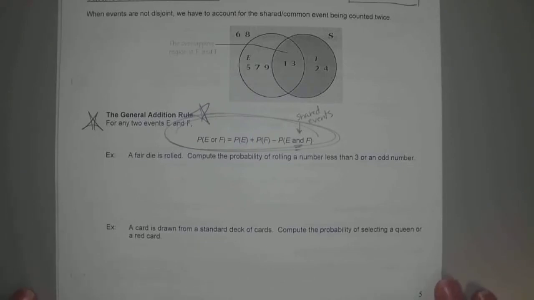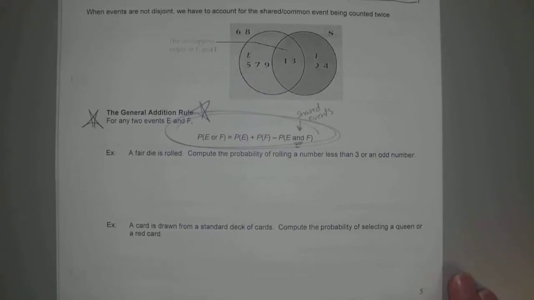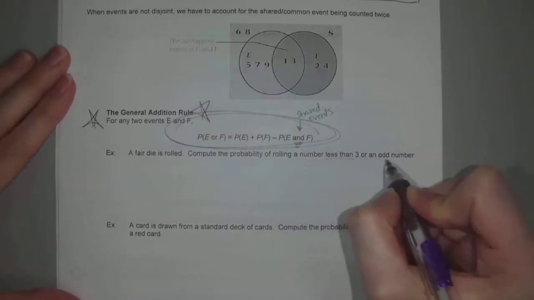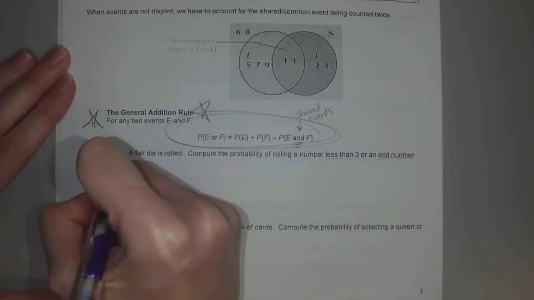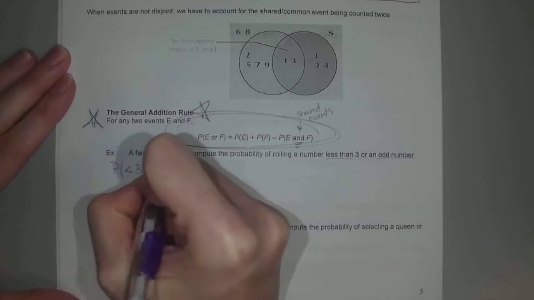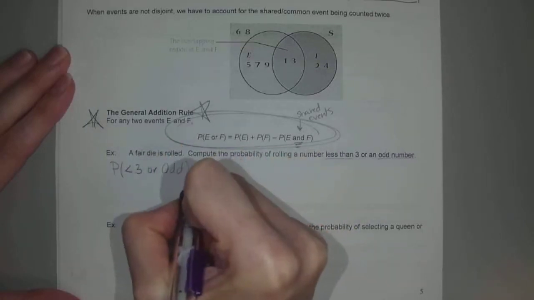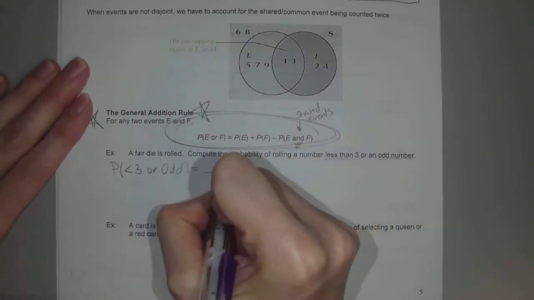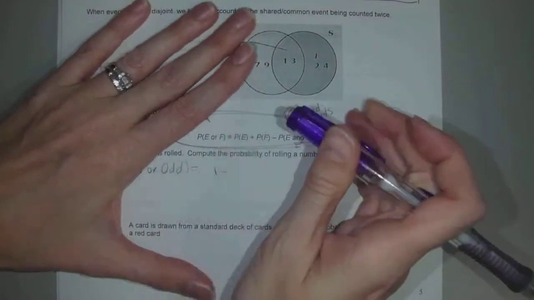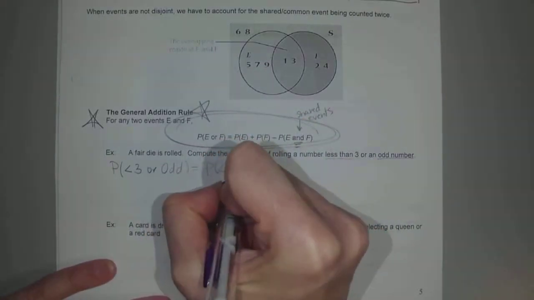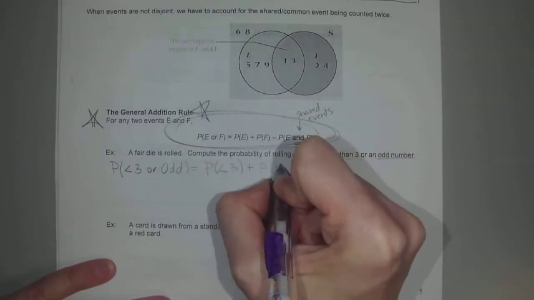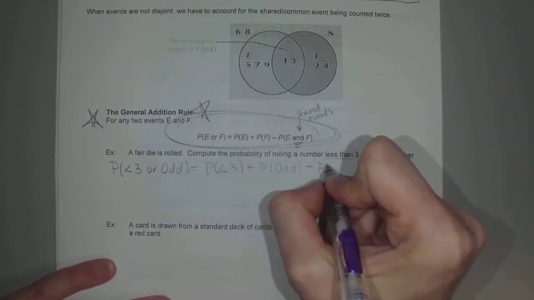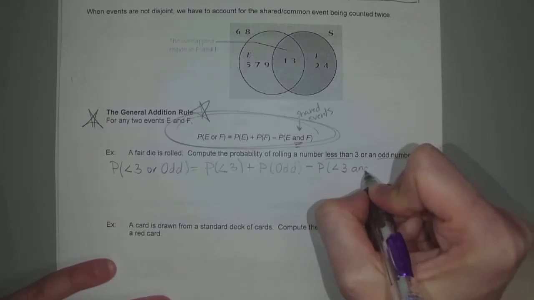So let's look at these 2 examples. It says a fair die is rolled. What's our denominator? It's 6, without even having to do it, right? Compute the probability of rolling a number less than 3 or an odd number. I'm not even going to stop and think, is this mutually exclusive or not? I'm just going to do the general addition rule because it'll get me no matter what. So the probability of getting a number less than 3, plus the probability of getting an odd, minus the probability that they might share something that's less than 3 and odd.